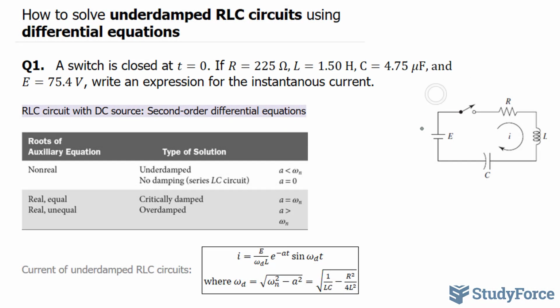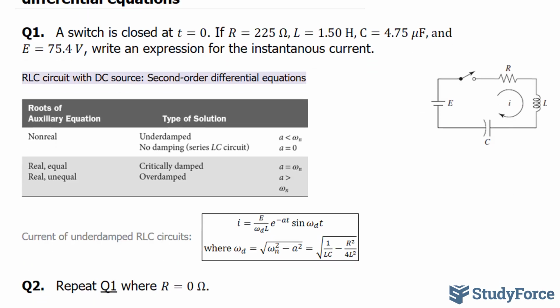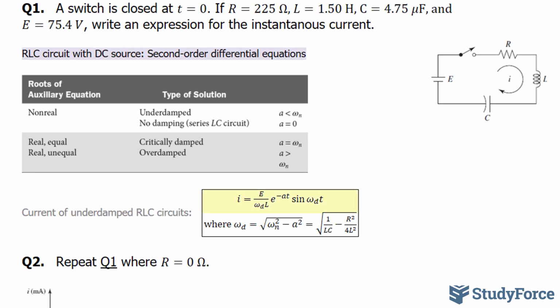Our circuit is shown right here, and we will be modeling our instantaneous current using the following equation. Before we do that, we need to determine which type of RLC circuit this is. And we have a table here to help us out. Depending on our A and omega subscript n value, we can figure out whether it's underdamped, no damping, critically damped, or overdamped. So let's start by finding what A is equal to.